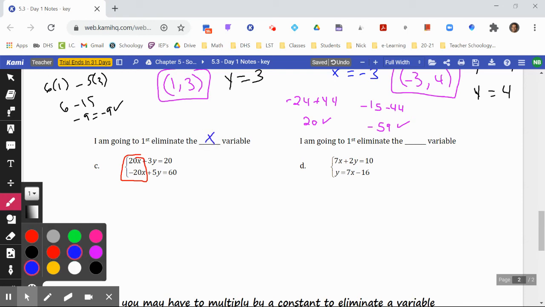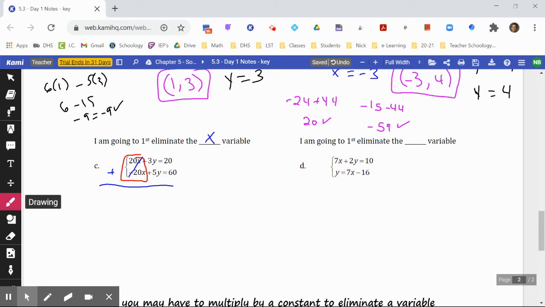All right, so this time I'm going to eliminate those x variables. Again, I'm going to add these 2 equations up, and now my x variables are going to be eliminated. So now we're dealing with a positive 3y plus 5 more y's is 8y is equal to 20 plus 60 is 80. We divide by 8 both sides, and we get y is equal to 10.